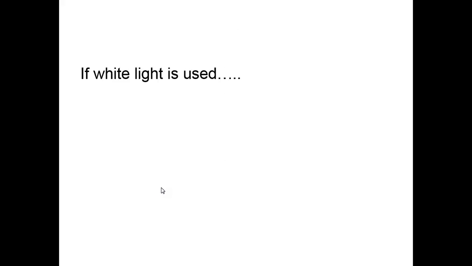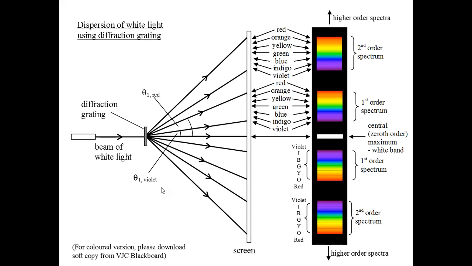Okay, if instead you use monochromatic light, monochromatic means single wavelength, like red light, then what you see on the screen will be just red. If you are using white light, this is what you will see on the screen. You will see rainbow. So right in the middle, you still see white because you have all the 7 colors meeting at the central position. So this is the zero order maximum.